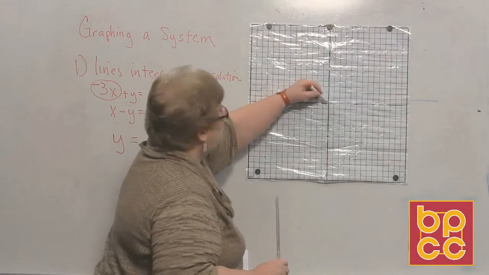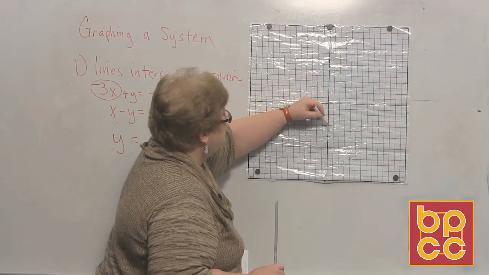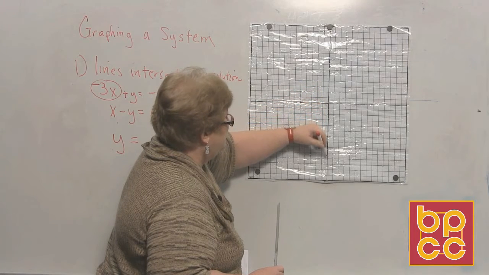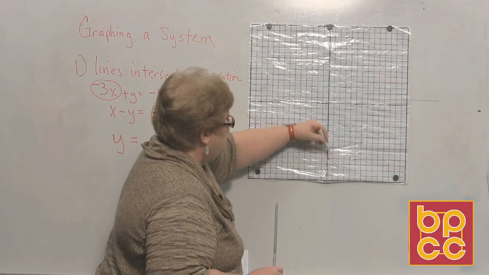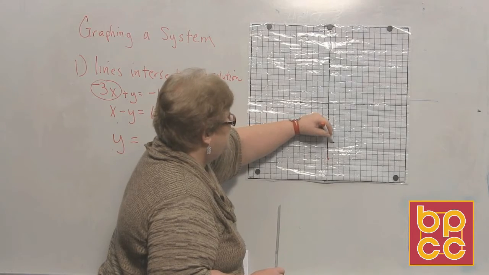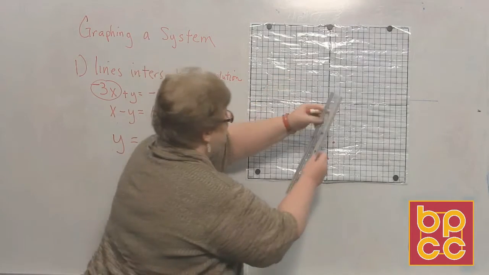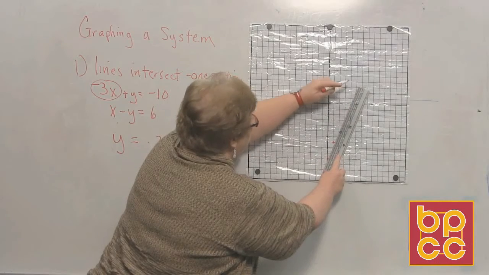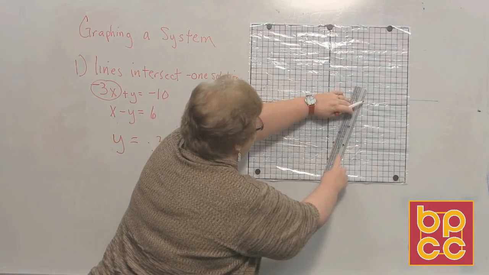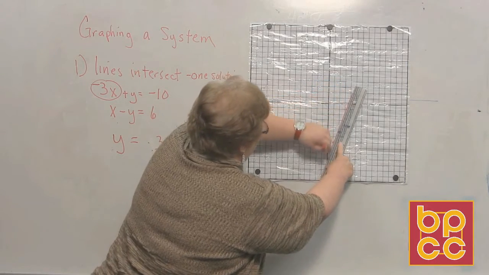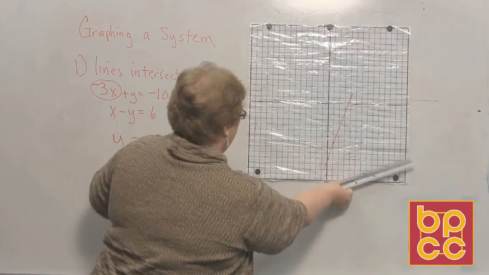So let's go from the origin down 10. 1, 2, 3, 4, 5, 6, 7, 8, 9, 10, right here. And I'm going to go up 1, 2, 3, and over 1. Now I'm going to draw a nice long line. All right, that's the first one.